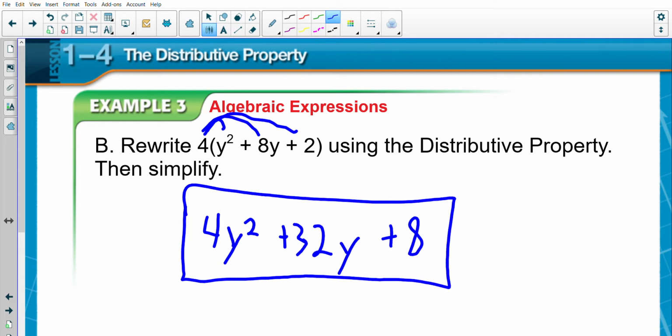All right, because what we do, so remember, we distribute it to what? Everything in the parentheses. Okay, so 4 times y squared is 4y squared. 4 times 8y is 32y. And then 4 times 2 is 8. Okay? Good? Yes? No? Questions, comments, concerns?